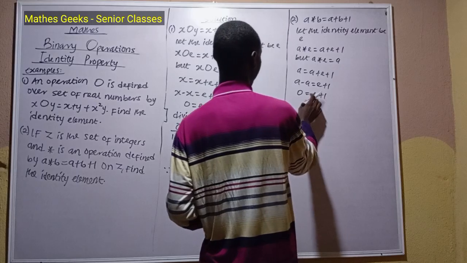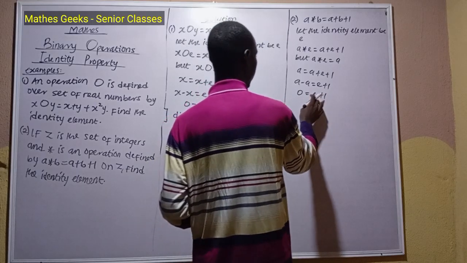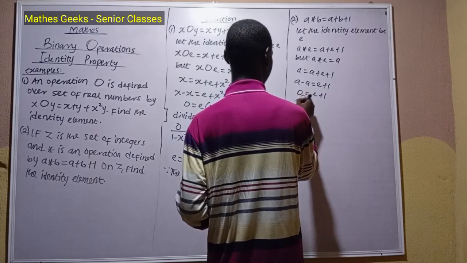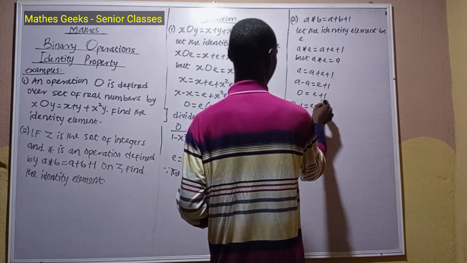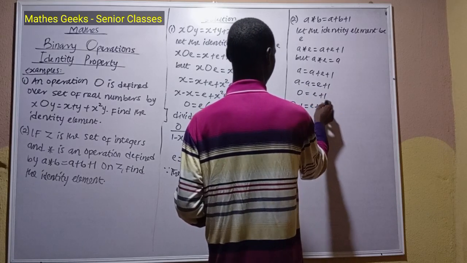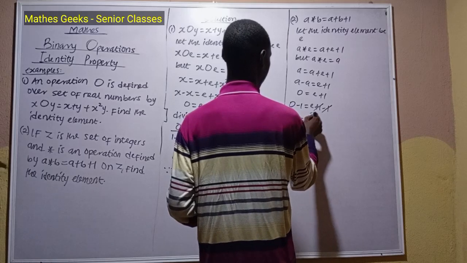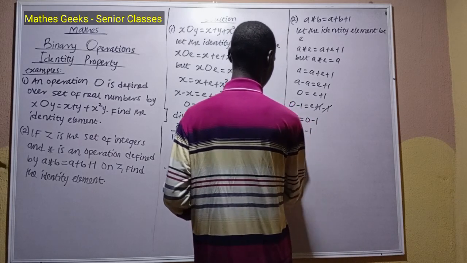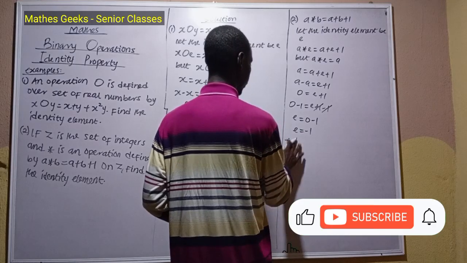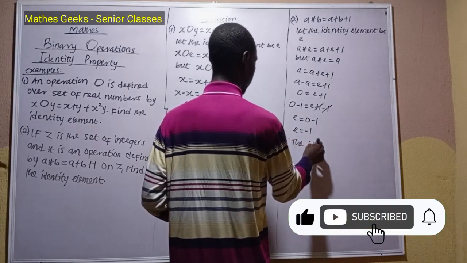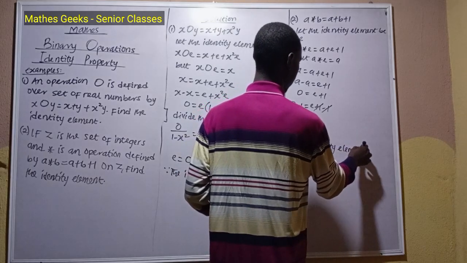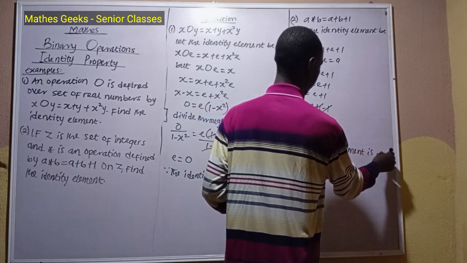Since we are looking for the value of e, we make e the subject of the formula. To do that, we subtract 1 from both sides. 0 minus 1 is equal to e plus 1 minus 1. You cancel, so e is equal to 0 minus 1, so e is equal to minus 1. Therefore, the identity element is minus 1.